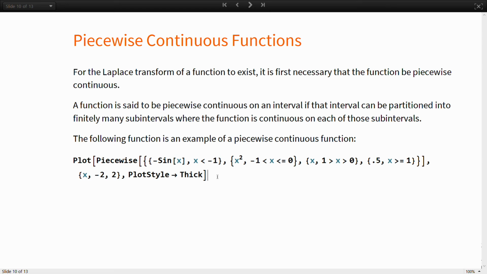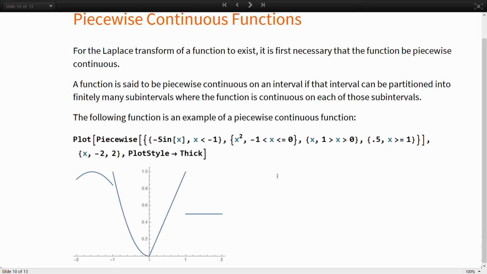For example, the function here is an example of a piecewise continuous function. Even though the function is discontinuous at -1 and 1, the function is piecewise continuous because we can break the region up into three separate regions. The first from minus infinity to minus 1, the second from minus 1 to 1, and the third from 1 to infinity. The function is continuous in each of these three subregions, so it is piecewise continuous over the full region.